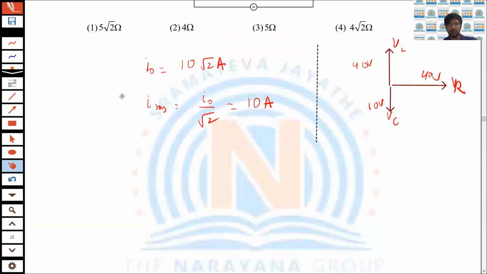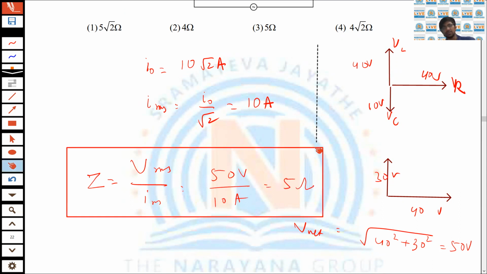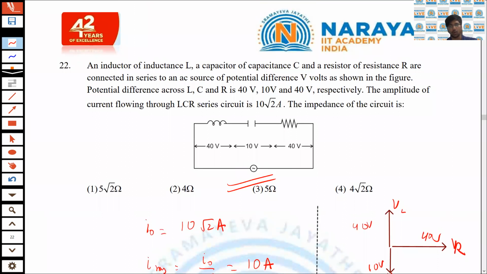So if we solve this phasor diagram, we will get 40 over to this side and 30 over to this side, which basically means V net is equal to under root of 40 square plus 30 square, which comes out to be 50 volts. Now the value of impedance is equal to V RMS divided by I RMS. Basically means 50 volt divided by 10 amperes means 5 ohm. So the correct option is 5 ohms, the third option.